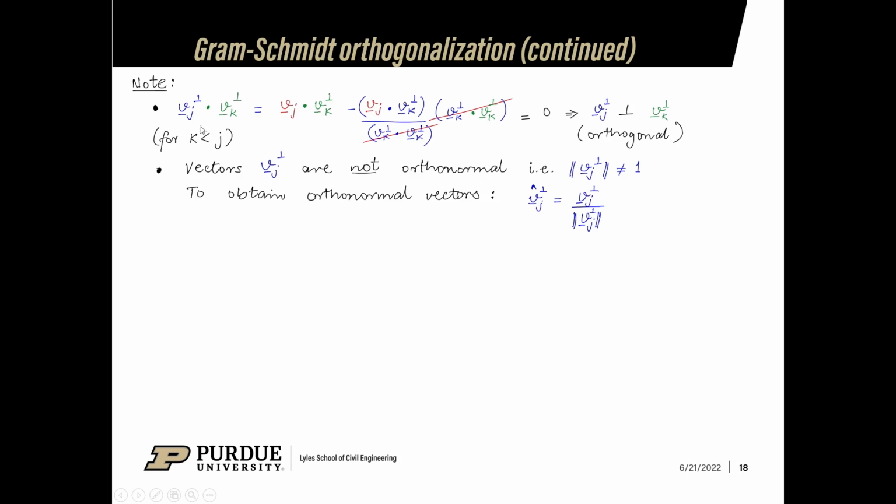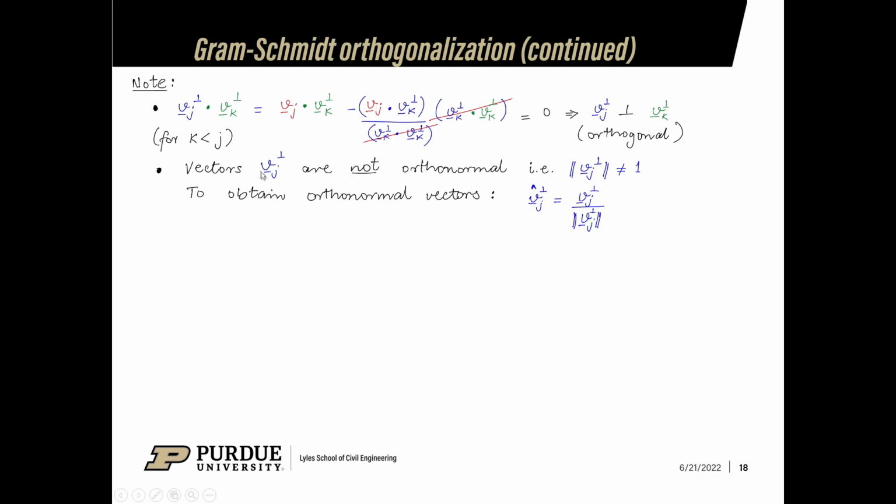A couple of things to note here. If you take the dot product of any two such vectors, just plug into that expression, and you will see that there is a dot product of k with k, which cancels off here, and this particular dot product ends up being 0, which tells me that for any two vectors k and j that are not equal, they will be perpendicular, that is, orthogonal to each other.